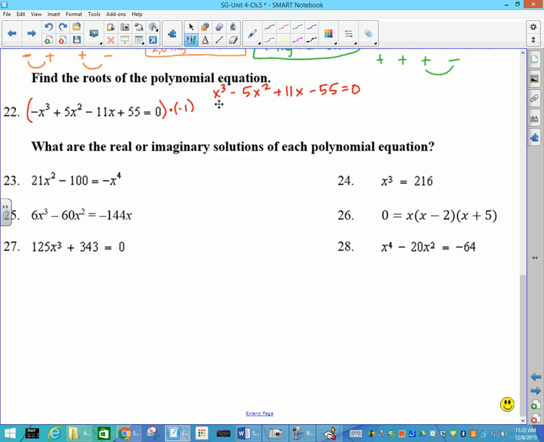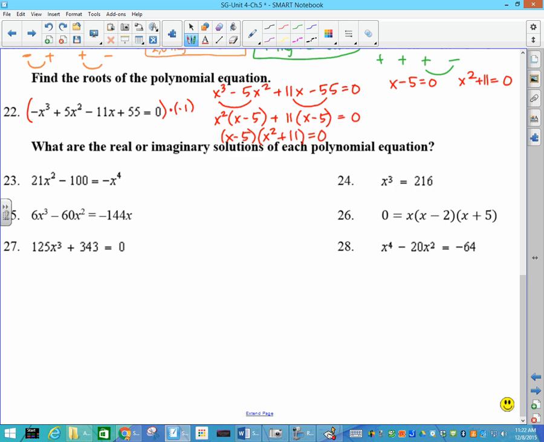But I do happen to notice that these have something in common and those have something in common. So this is x squared times x minus 5. This has a common 11, and I'm left with x minus 5. And so I see now that I have a common factor of x minus 5, leaving me with x squared plus 11. So then I take each of those factors and set it equal to 0. X minus 5 equals 0, x squared plus 11 equals 0.